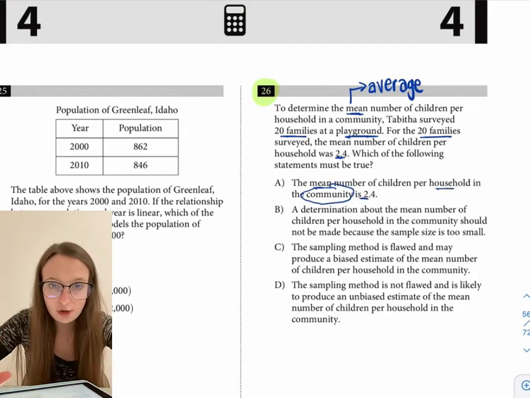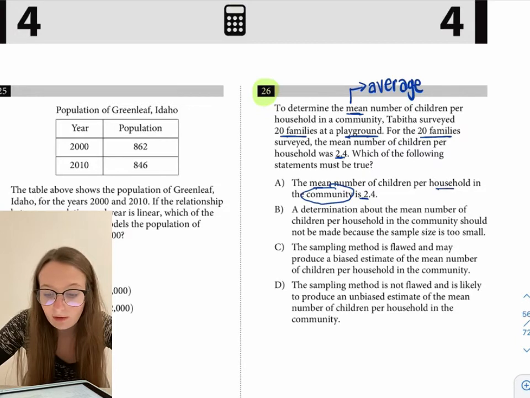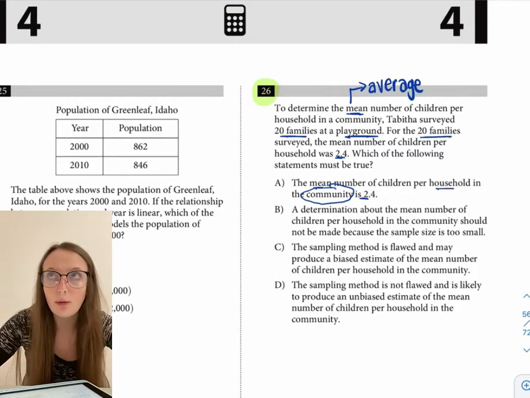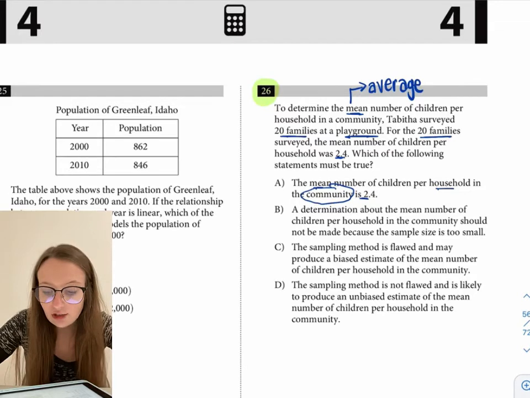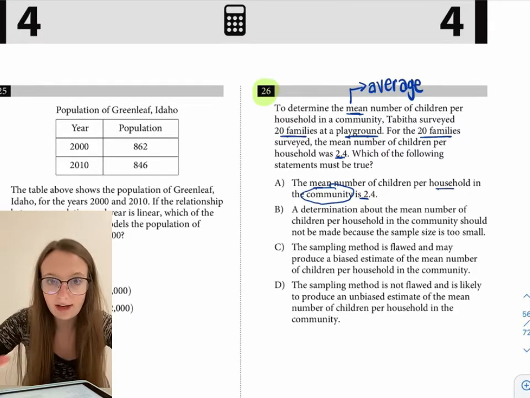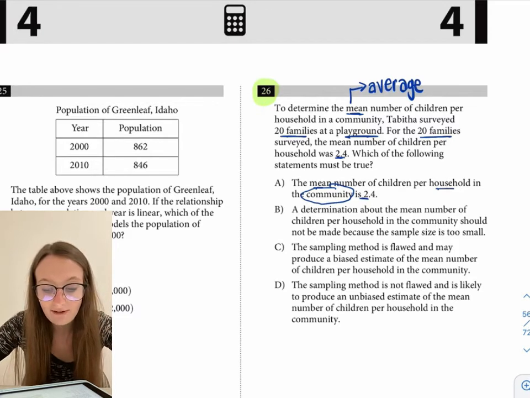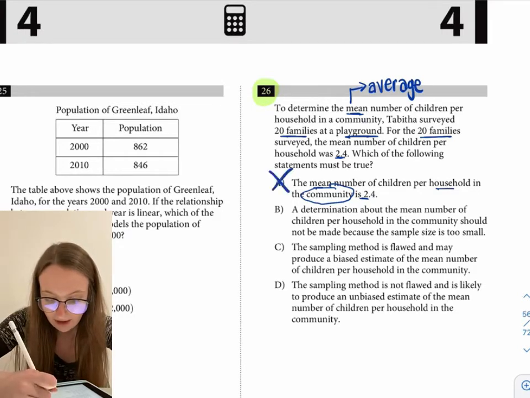Well, she surveyed 20 families. They don't tell us how many families there are in the community. We don't even know how many households there are in the community. So let's say she only surveyed 20 families and then there were actually 1,000 households in the community. That doesn't mean that her sample is perfectly representative of the community at large. So we can't assume that every single household, when we average them all, would come out to 2.4. So that's got to go.